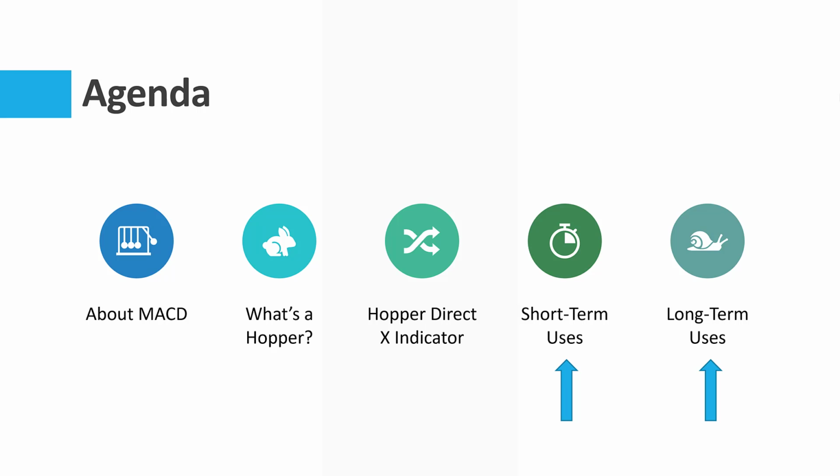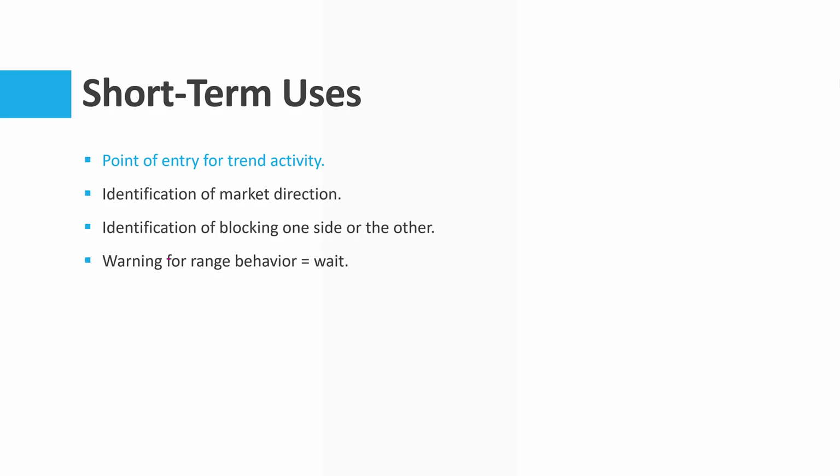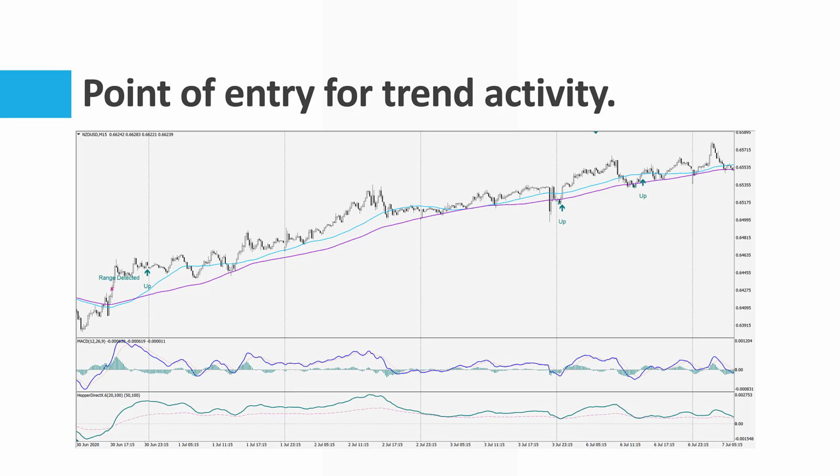This is still the introduction series, and in the next series we will be talking more about strategy and how to actually strategize with this tool for your actual trading. So a quick look at what we're going to talk about for short-term uses. Point of entry for trend activity, identification of market direction, identification of blocking one side or the other, and that's going to have some meaning, and the warning for the range behavior being sensed is another useful thing that this indicator can do for us. Let me just show you a couple of examples of what I'm talking about.